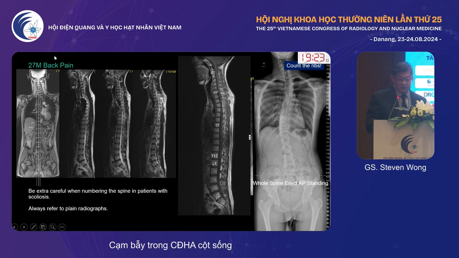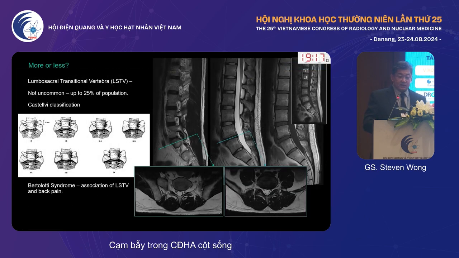So in this one, you can see that there is perhaps an L5-S1 transitional vertebral body, which is sacralized, very common, about 20 to 25% of the population has this. There is an established classification. Most common would be the 2A and 2B, where you have unilateral or bilateral large L5 transverse processes that are articulating with the sacrum and causing pain.